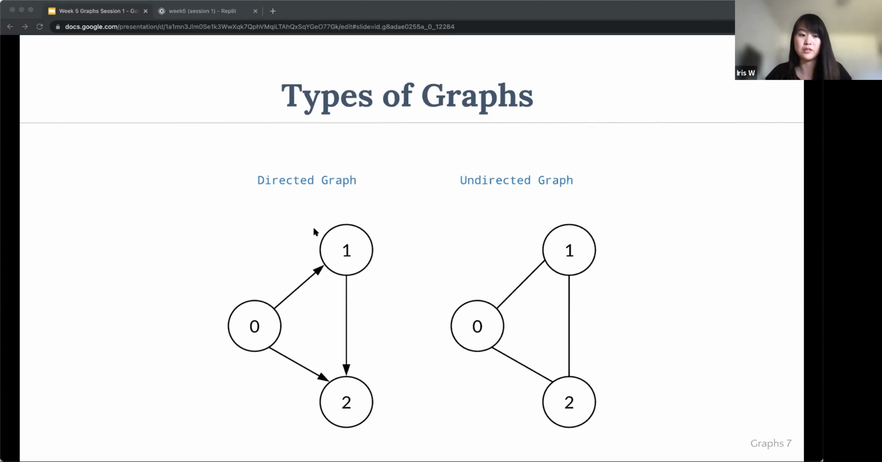But on this graph on the right-hand side, this undirected graph, because there's basically a path from each node back to itself, it's a graph with a cycle.